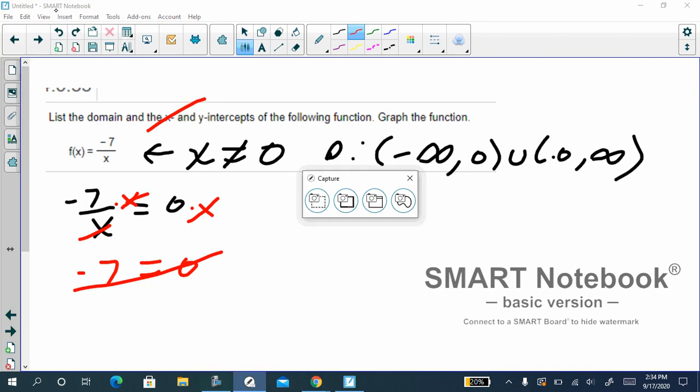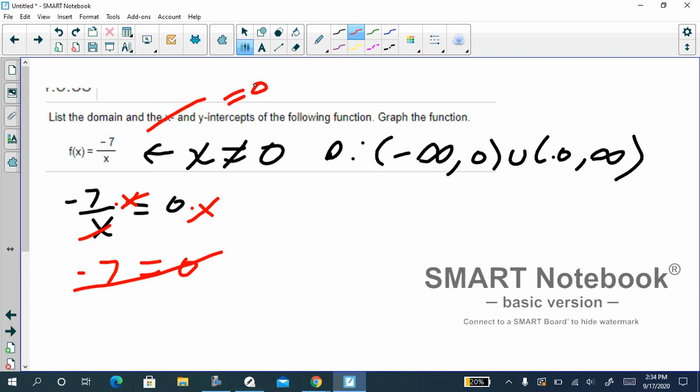So y-intercepts occur where x is 0. Well, if we've already determined x can't be 0, so there are no y-intercepts either. On the test, I'm not going to focus so much on x and y-intercepts, but just remember x-intercepts occur where y is 0. Y-intercepts occur where x is 0. So for x-intercepts, set your function equal to 0. For y-intercepts, plug a 0 in for x. But neither one of those can happen for this one.